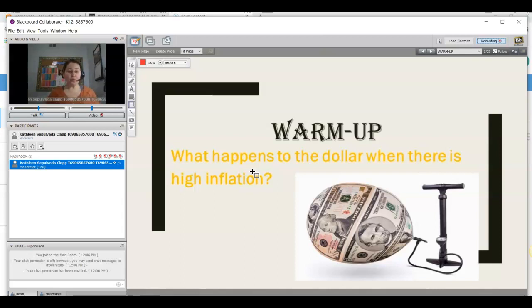So we're going to go through all of this today. Before we begin here, I want to look at this warm-up. Obviously, we're not in class, so the warm-up is going to be a little bit different. But what happens to the dollar when there is high inflation? Well, obviously, when you look at high inflation, that means things are going to cost a lot more. What happens to the dollar is that the dollar actually goes down. So you can write dollar goes down.